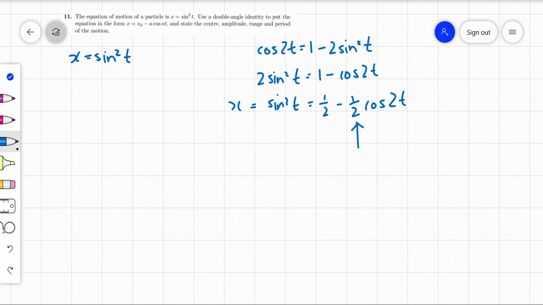So if we didn't have the plus a half at the front here, we would be going between a half and minus a half, but adding that half gives us the center. So we're pushing the whole graph up a half space. And so we've got the center, and this half is the amplitude.